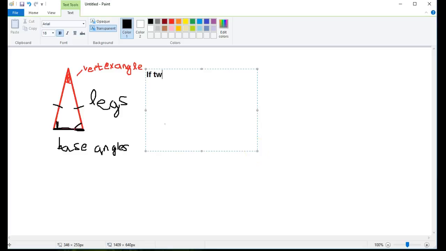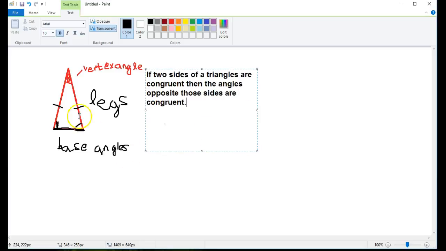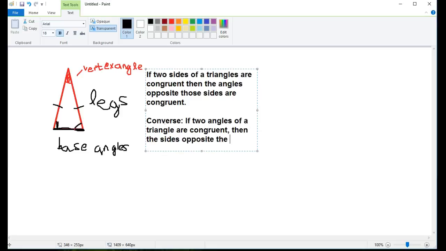So if two sides of a triangle are congruent, then the angles opposite those sides are congruent. So opposite that side is congruent, opposite that side is also congruent. So that is the main proof for that. This also works in the converse of this. So the converse of this proof also works. So if two angles of a triangle are congruent, then the sides opposite the angles are congruent. So it's also a very important part about this proof.